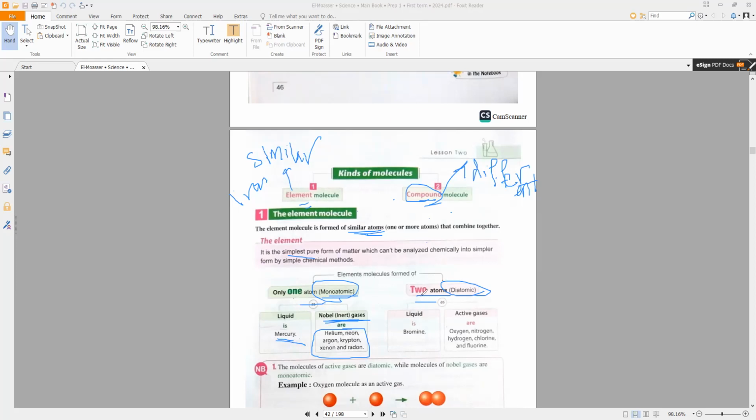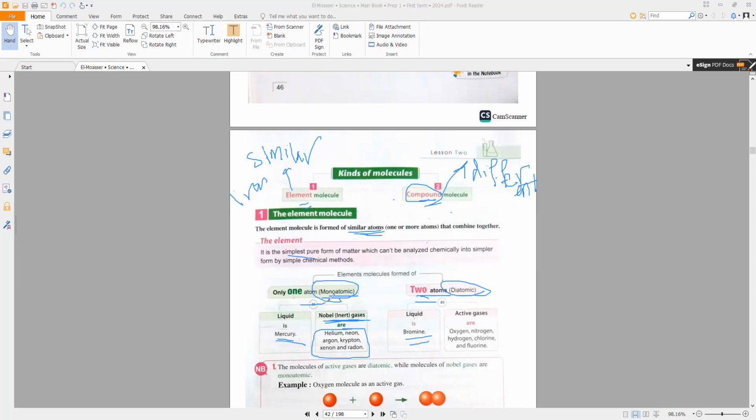Element molecule formed from two atoms is diatomic. What is the meaning of diatomic molecule? This molecule consists of two atoms. The liquid that consists of two atoms is called bromine. So the only diatomic liquid molecule is bromine.